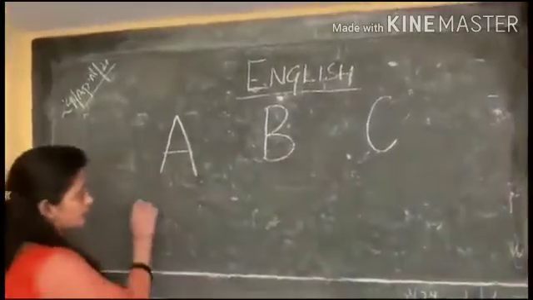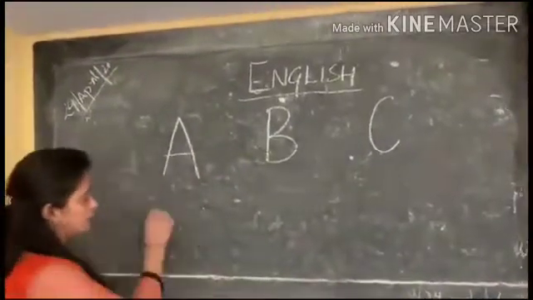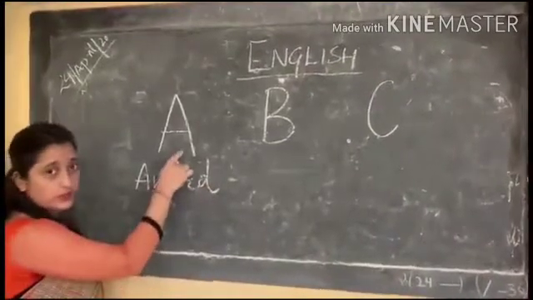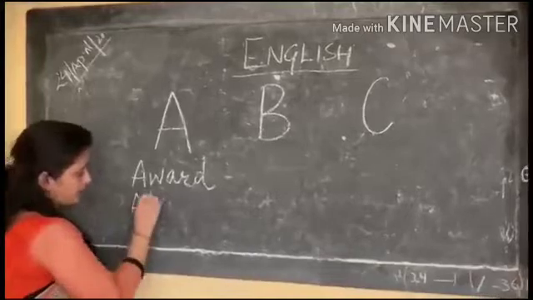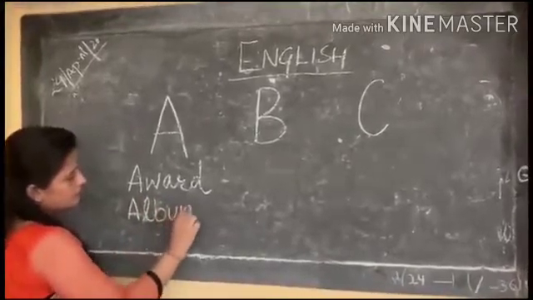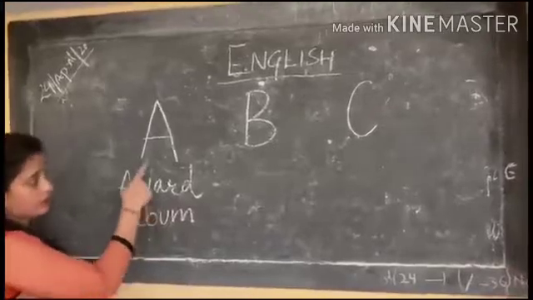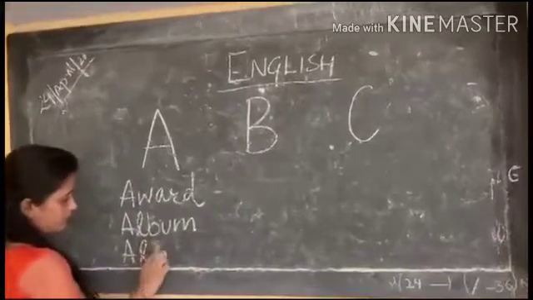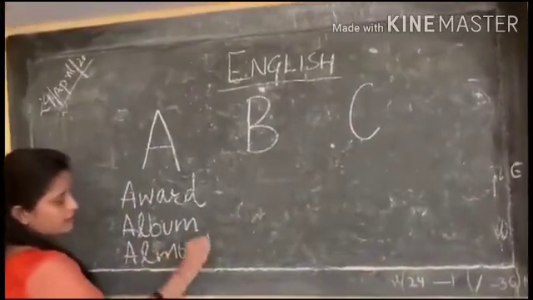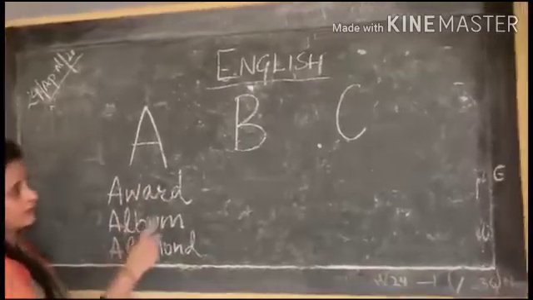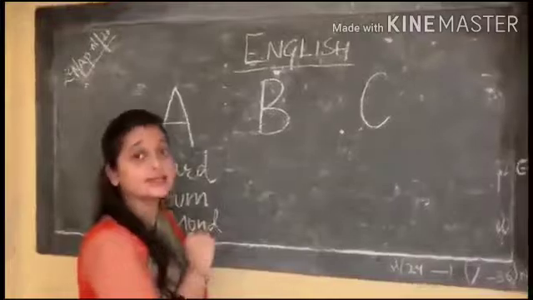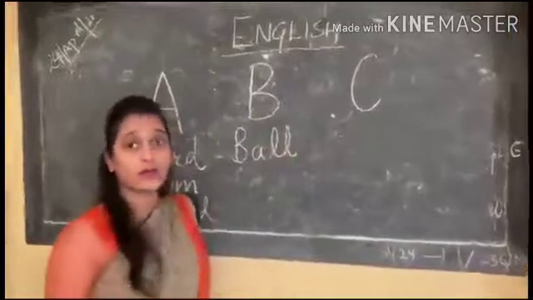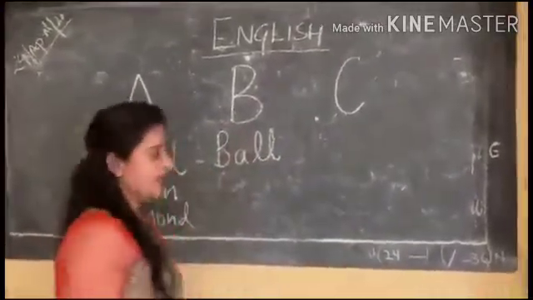So as I told you, a word starts with A. Almond starts with A. Okay, now come to next. B. Which alphabet is this? B. Very good. Now, ball starts with B. Ball starts with B. Very good.